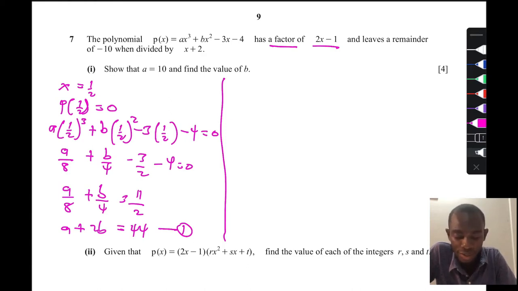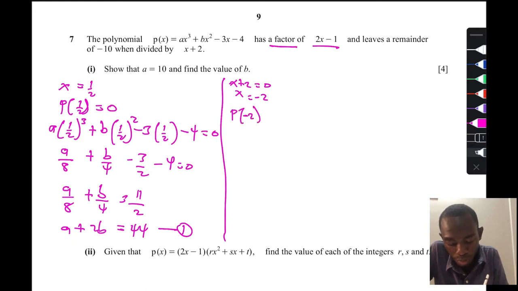So let's find the zeros of x plus 2. Let's equate x plus 2 to 0. That means x equals negative 2. So when we put negative 2 into the polynomial, it should give us negative 10, since that is the remainder. So we have a into brackets negative 2 raised to the power 3 plus b into bracket negative 2 squared minus 3 into bracket negative 2 minus 4.